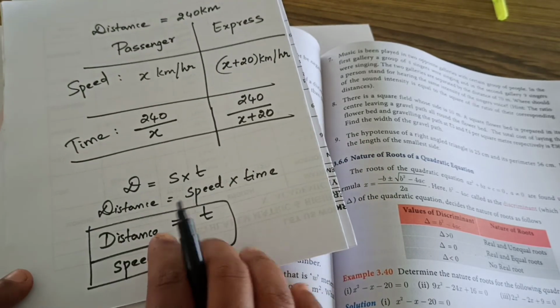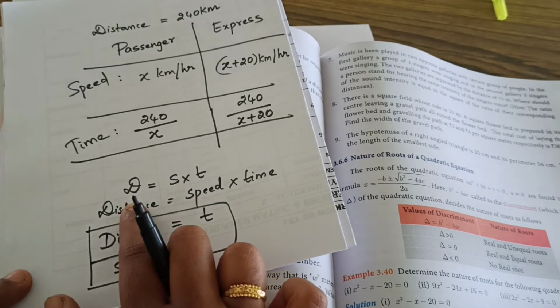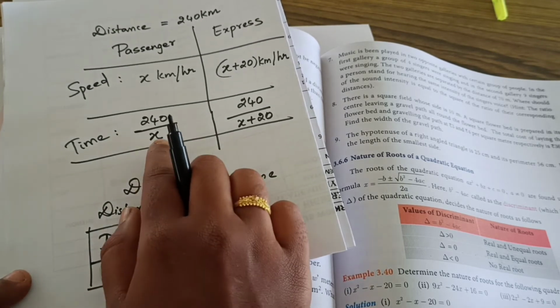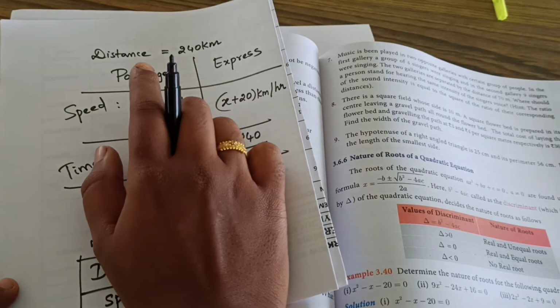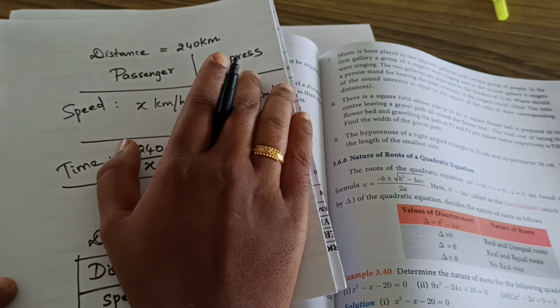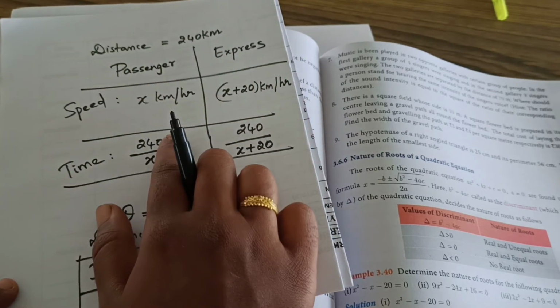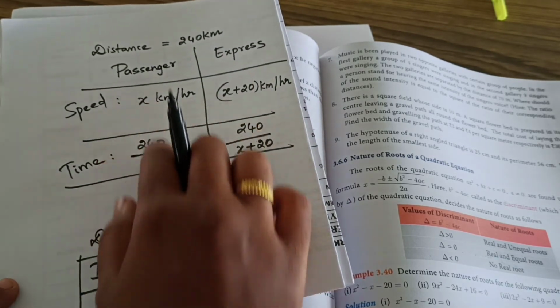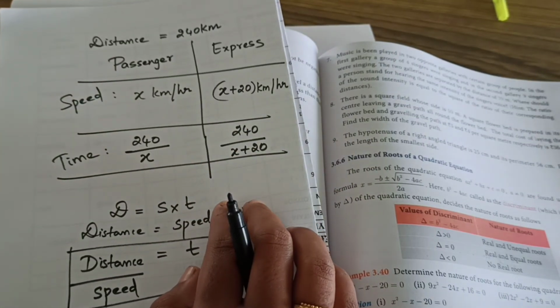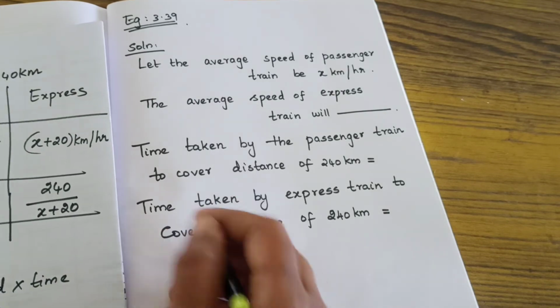The time we calculated by using this formula: distance equal to speed into time, so time is equal to distance by speed. The distance is the same for Chennai to Viruthachalam, 240 km, for the passenger train and the express train also. So 240 by speed, which is x here, and here the speed is x plus 20. Okay, shall we solve now? Okay, just fill in the data.